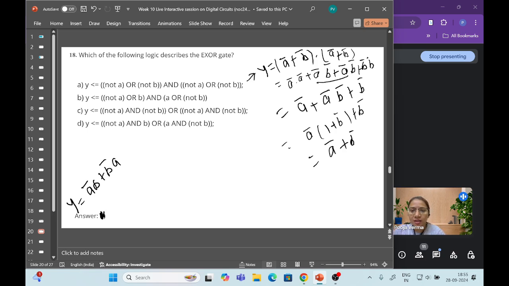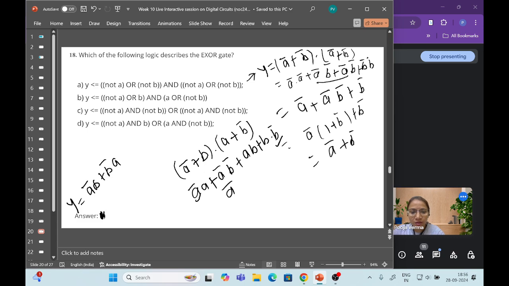Now next we can see option B. Here it is written not A, that is A dash plus B, and then A plus B dash. We further synthesize that: A dash A plus A dash B dash plus AB plus B B dash. That will be 0, we already know that. So it is A dash B dash plus AB. But this is not an XOR gate, it is an XNOR gate. So option B is also not correct.